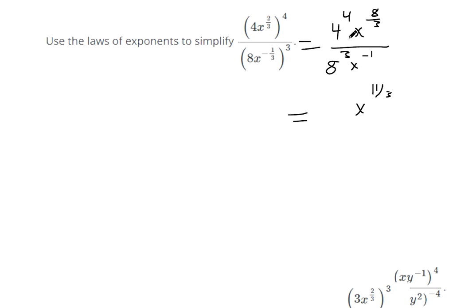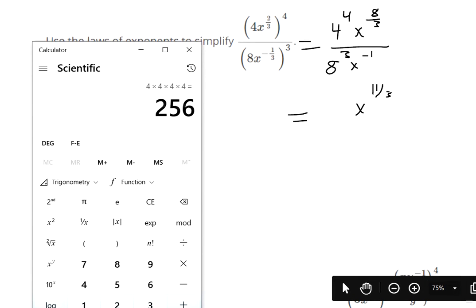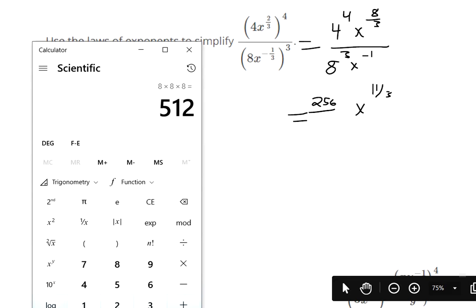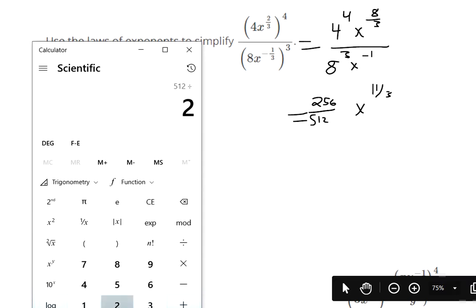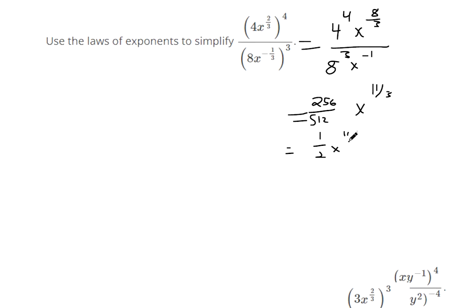And they got 4 to the 4th. I'm trying to think of a good way to simplify that. I think the best way is just to evaluate that quickly with a calculator. Oh, no, so that's going to be bigger on bottom. So here, let's figure out what 4 to the 4th is. It's 256. And then 8 to the 3rd. It's 512. Oh, that's 1/2, isn't it? Yeah. Okay, so this whole thing simplifies to be 1/2 x to the 11/3. So that's what this simplifies to be.